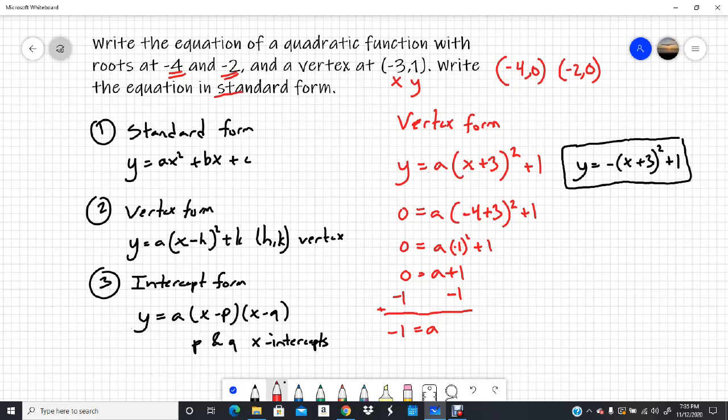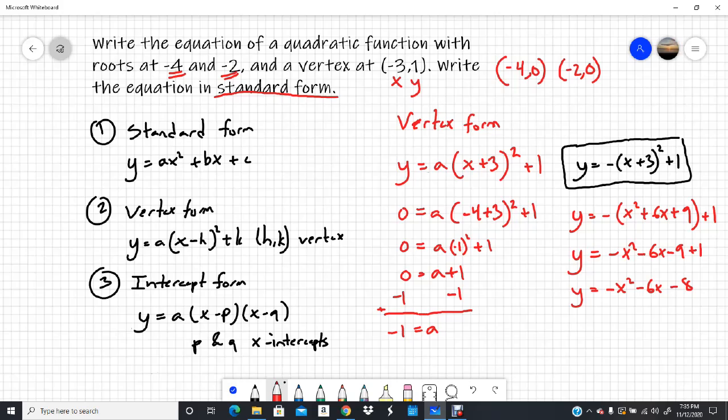Now we're being asked for standard form. How do we do that? Well, all we have to do is just FOIL this quadratic, and this would be y equals, let's keep the negative, (x plus 3) squared, which would be x squared plus 6x plus 9, plus 1. The rule is you take the first term, you square it, you take the first term times the second term times 2, then the last term squared, and you keep the signs. So this would be y equals -x squared minus 6x minus 9 plus 1, and then we combine like terms, we get -x squared minus 6x minus 8. This is in standard form. This is the answer to the question.